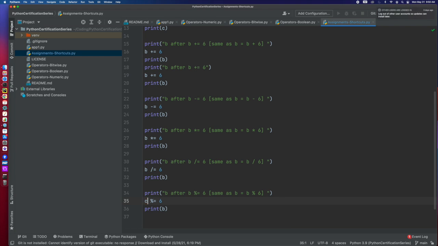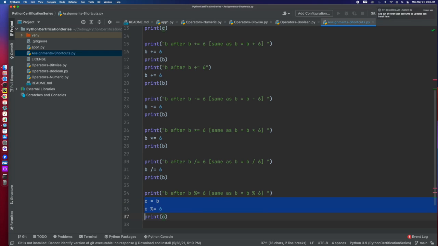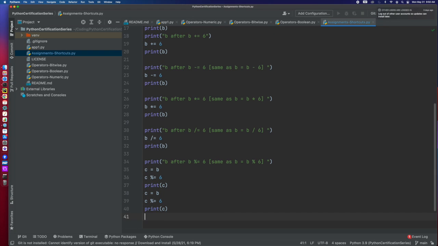So we don't screw up. We're going to do c equals b, and then do that, and then print c, and then we're also going to do the same thing so we can show it a little bit differently. So now let's do 5. So now we're going to divide by 5 instead of by 6.